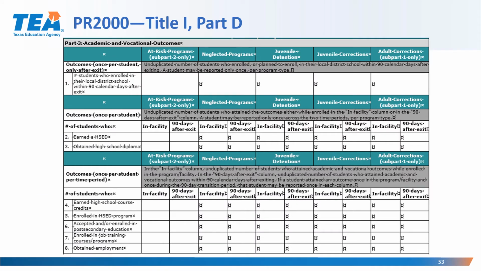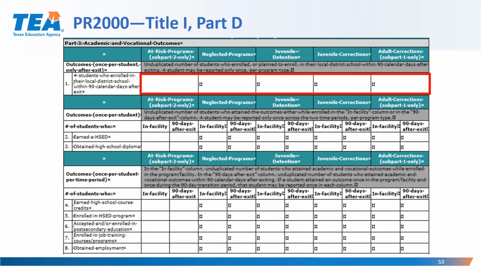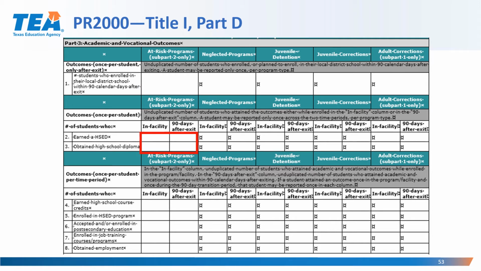Part 3 is asking about academic and vocational outcomes. Number 1 is asking for the number of students who enrolled in their local school district within 90 calendar days of exit. Number 2 and 3 are asking about the number of students who earned a high school equivalency or a high school diploma either in the facility or within 90 days after exit for each type of program. Number 4 through 8 are asking for the number of students who earned high school course credits, enrolled in a high school equivalency program, were accepted and/or enrolled in a post-secondary education, enrolled in job training courses, or obtained employment, either while in the facility or within 90 days of exit for each type of program.